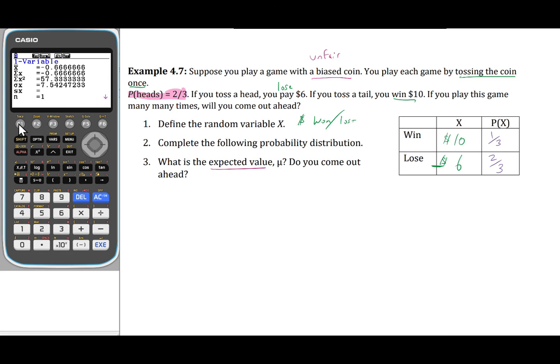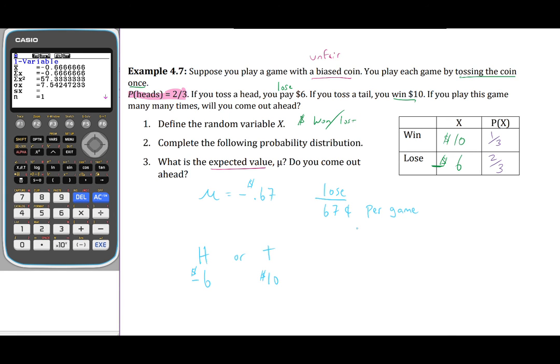Since we're only talking about money here, money is the only variable, so the population mean or the expected value would be negative 67 cents. So we would expect to lose 67 cents per hand or per game. Now, there is no way of losing 67 cents in a game. If I toss the coin once, I can only get either heads or tails. If I land on heads, I lose $6. If I land on tails, I win $10. There is no way of getting 67 cents per game.